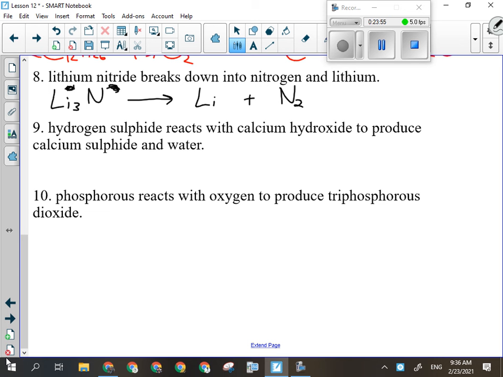All right, so I'm going to start with a 2 here because that will make sure that I have 2 nitrogens on that side and 2 nitrogens on this side. And that now gives me how many lithium? 6. All right, what kind of reaction am I looking at? Decomposition. I have a single compound breaking down into its elements.